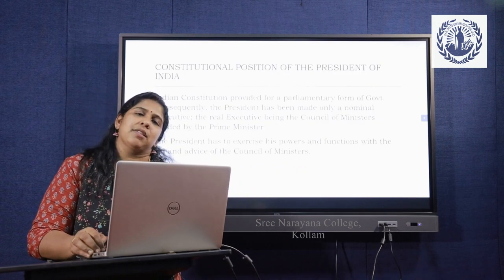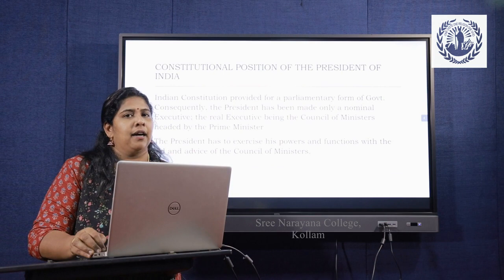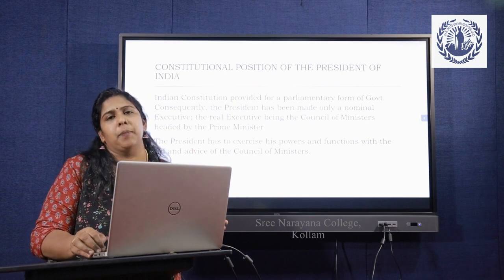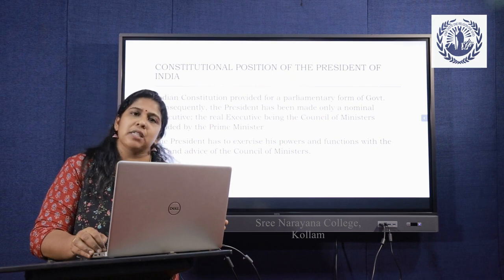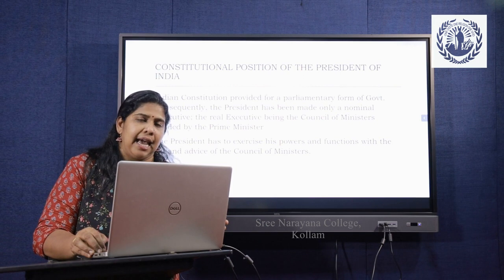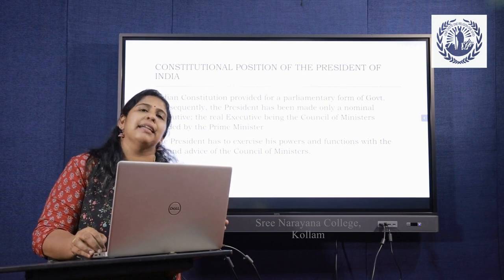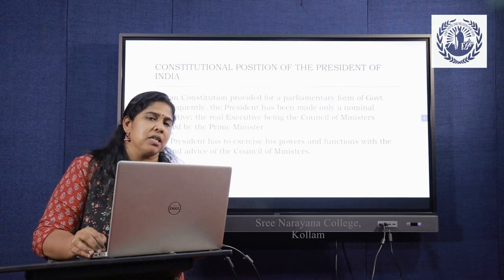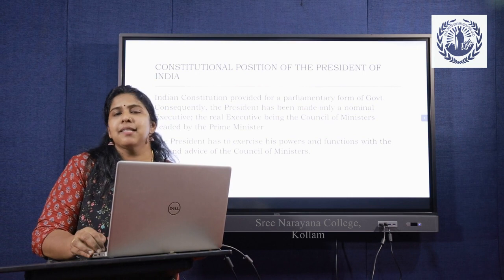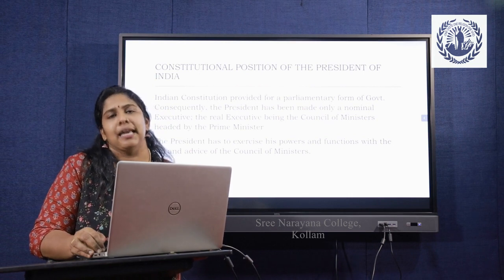And what is the constitutional position of the President of India? Even though we are discussing a lot about the President of India, about his powers and functions, there is a question of how much authority he has, because he is not directly elected by the people. Here, the real powers are vested with the Prime Minister, because he is the direct representative of the people. That's why the President of India is a nominal executive.